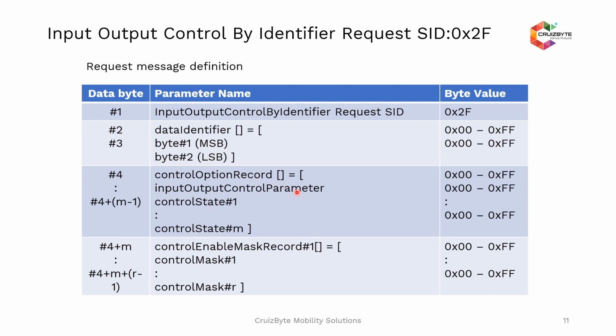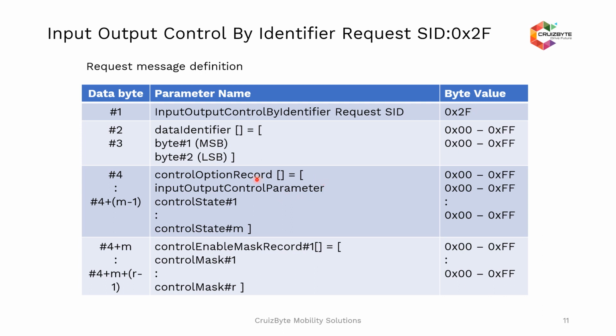One is doing a short-term adjustment, and the second is requesting a reset to the default state. The third is requesting the freeze frame for the given parameters, and the fourth one is releasing, resetting the control back to the ECU with the current status being reported back. So these are the four options.